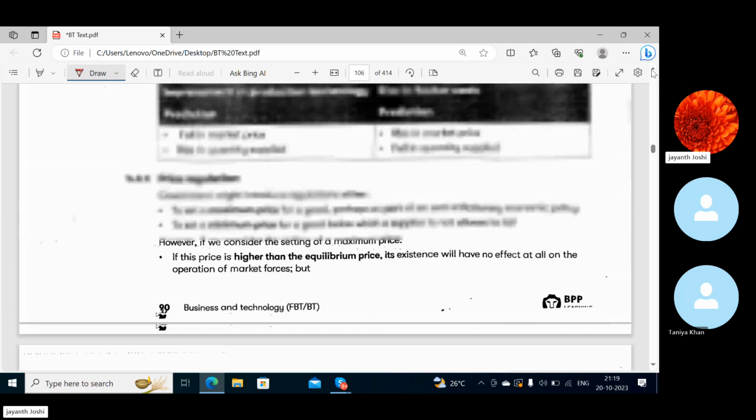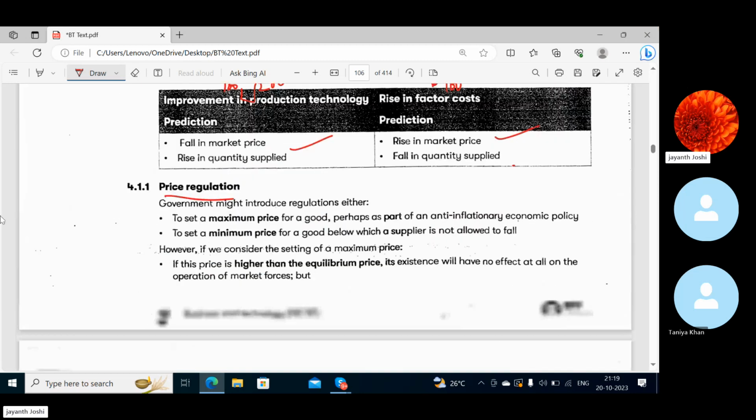Let's move forward. Price regulation. Government might introduce regulations either to set a maximum price for a good. See what happens. Government at times, to help the farmers or agricultural community and others, will set some prices so that everyone should get a minimum price. Perhaps as part of anti-inflationary economic policies, they will set some maximum price. They'll keep a cap, so the supplier should not be selling beyond that. Otherwise, it will become very unaffordable for people. Or to set a minimum price for a good below which a supplier is not allowed to fall.